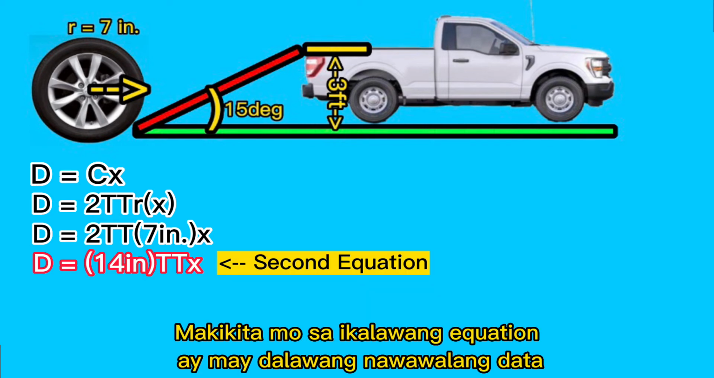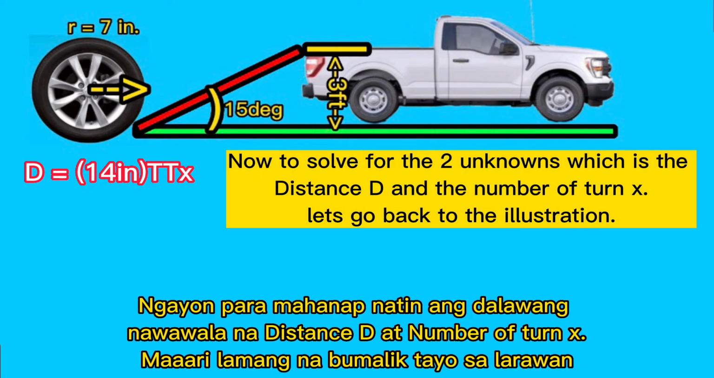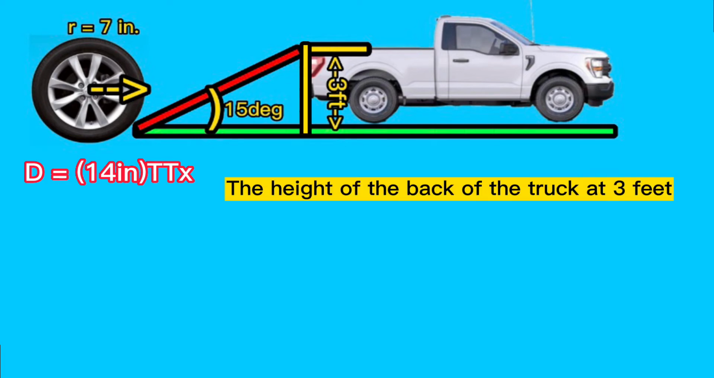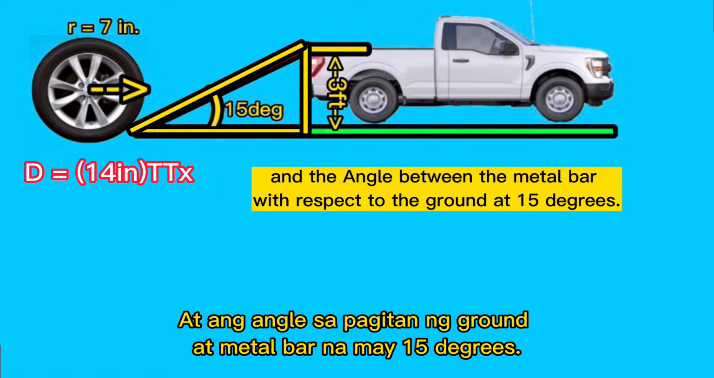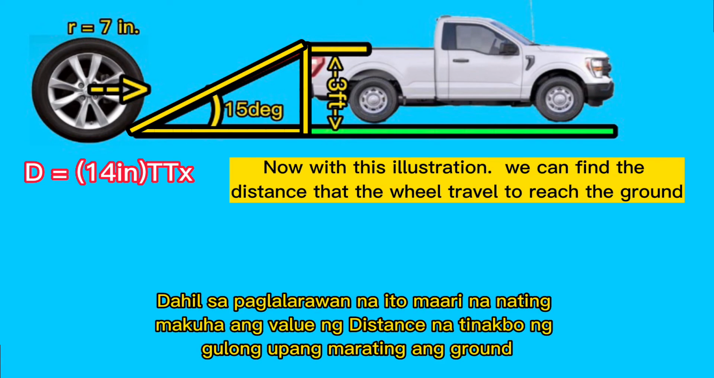As you can see in this second equation, there are two unknowns: the distance d and the number of turns x. Now to solve for the two unknowns, let's go back to the illustration. By looking at the drawing, you can see that we form a right triangle: the height of the back of the truck at 3 feet, and the angle between the metal bar and the ground at 15 degrees. With this illustration, we can find the distance that the wheel traveled to reach the ground.